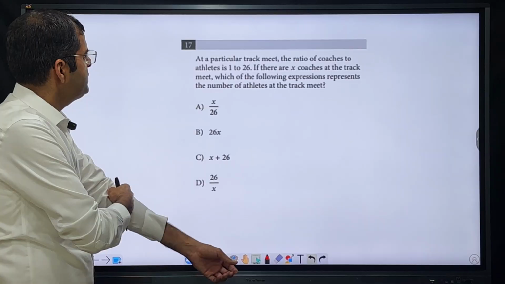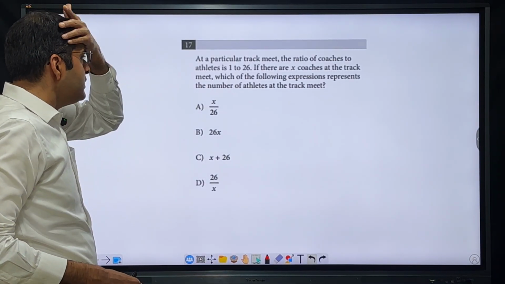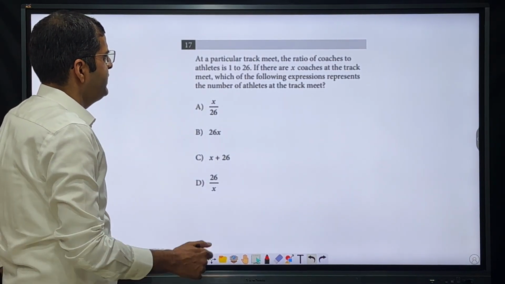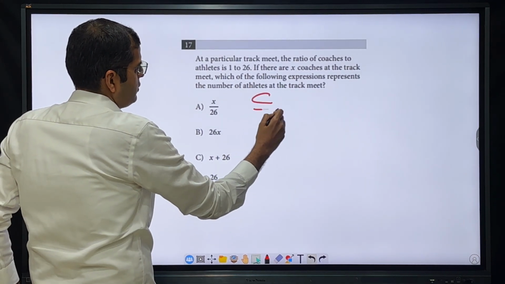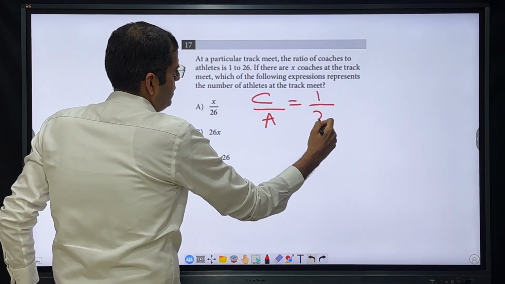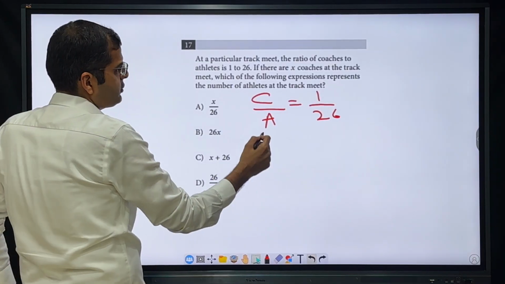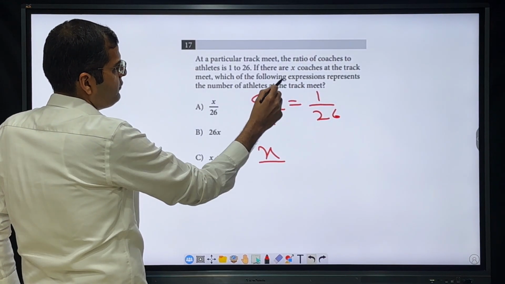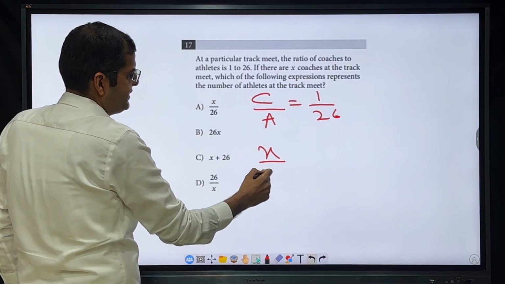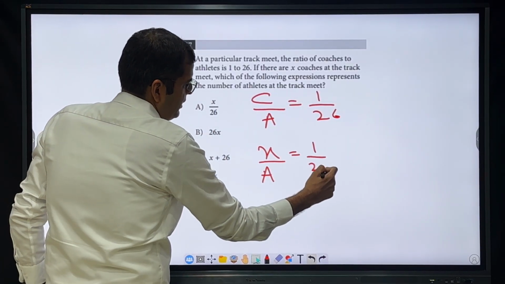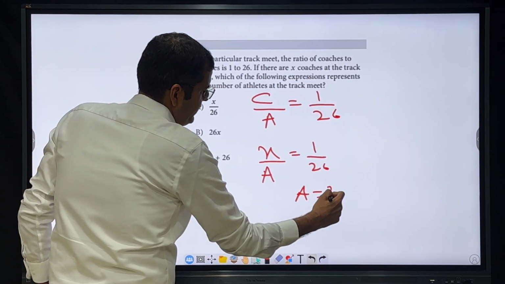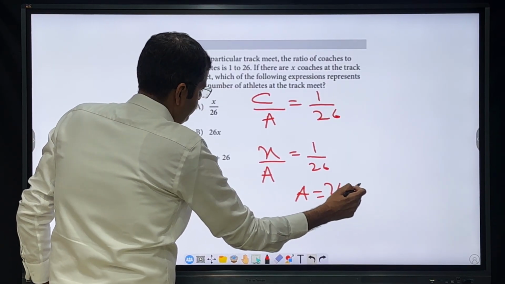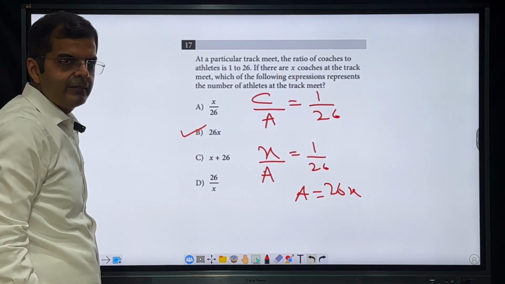Now this 17th question says, at a particular track meet, the ratio of coaches to athletes is 1 to 26. So coaches to athletes, the ratio is 1 upon 26. If there are x coaches at the track meet, which of the following expressions represents the number of athletes in the track meet? So x upon a is 1 upon 26. Athletes should be 26 into x, which is answer option B.